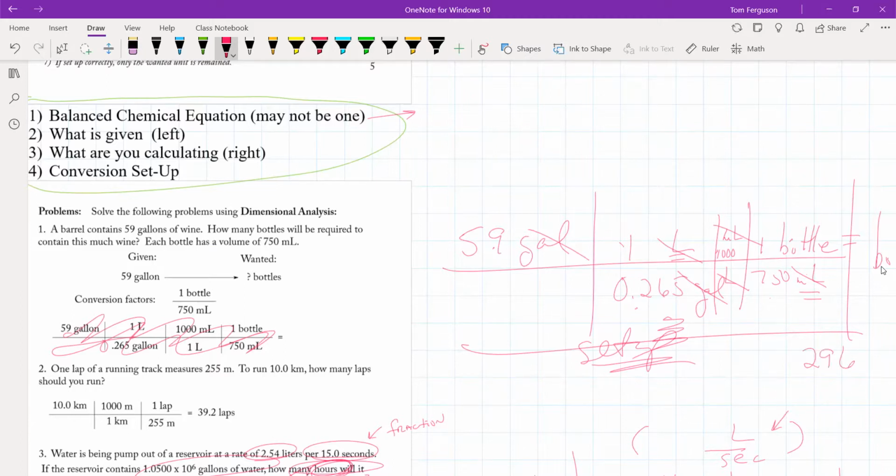Okay, and this is 2 sig figs. So this needs to be what? 300, but 300 is not 2 sig figs. We need to write it as 3.0 times 10^2 bottles.